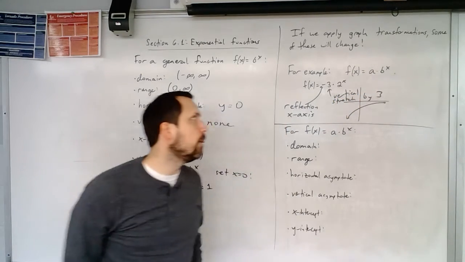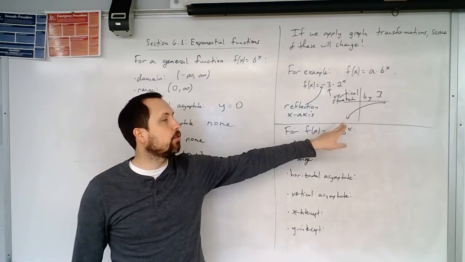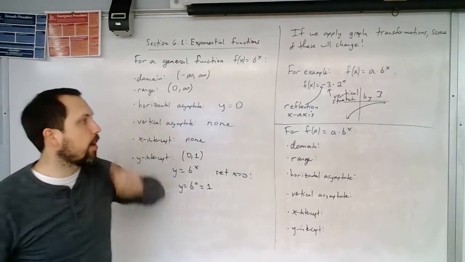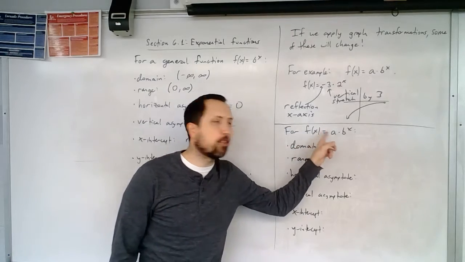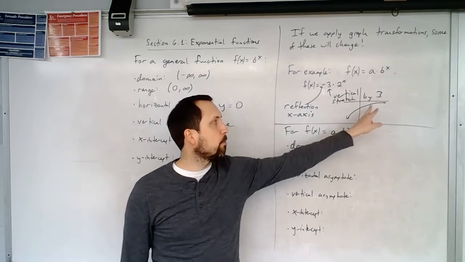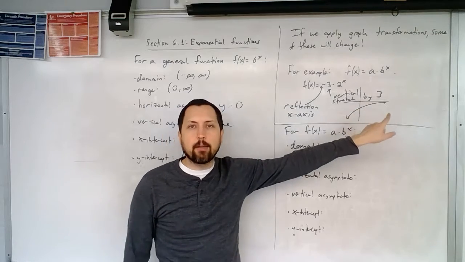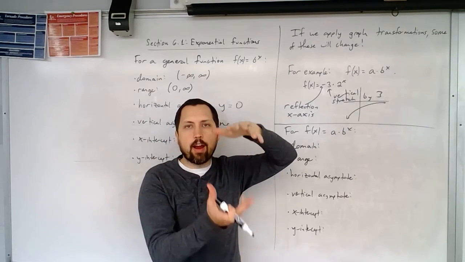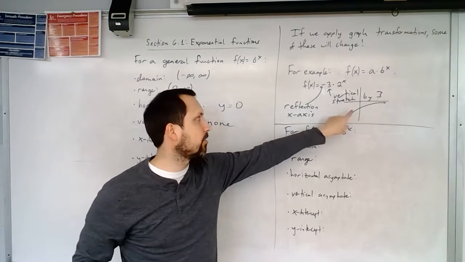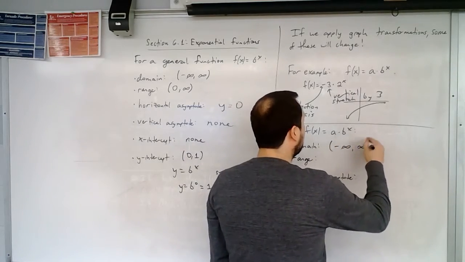We're going to study graph transformations a lot in the next section, but I just want you to see that some of our properties are going to be different based off of these graph transformations. So if we take a general a times b to the x as a nice example, the domain is still the same. If you're vertical stretching a graph, that's not going to change the x values you can plug in. And if you're reflecting it over the x-axis, that's also not going to change the x values you can plug in. So our domain is still -infinity to infinity.